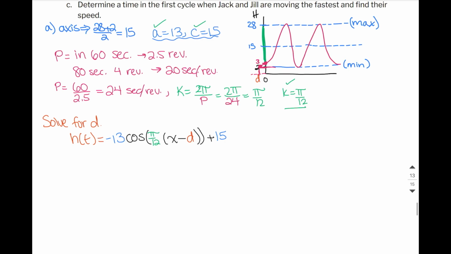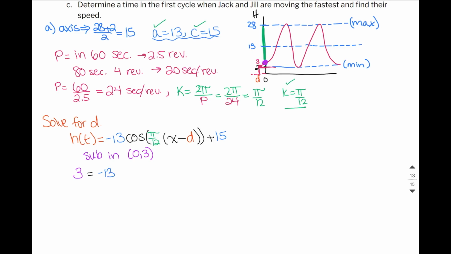Well, the only way that I can actually figure out what this is going to be is by subbing in a coordinate that I know. And the only coordinate that I know is this y-intercept, this starting point. So I'm going to sub in (0, 3). So instead of h of t, I'm going to put in a 3. I'm going to copy everything else down exactly how I see it.